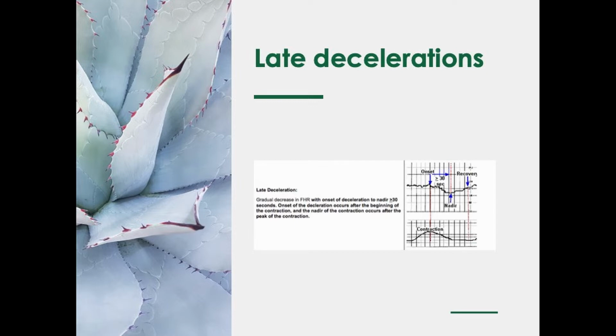And then a late deceleration, a gradual decrease in fetal heart rate with onset of deceleration to nadir over 30 seconds. The onset of the deceleration occurs after the beginning of the contraction, and the nadir of the deceleration occurs after the peak of the contraction.